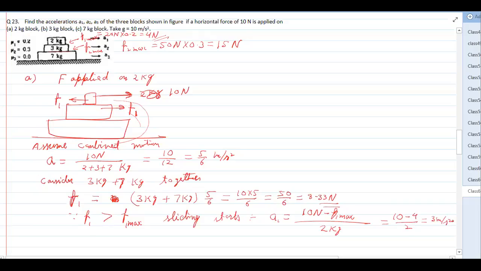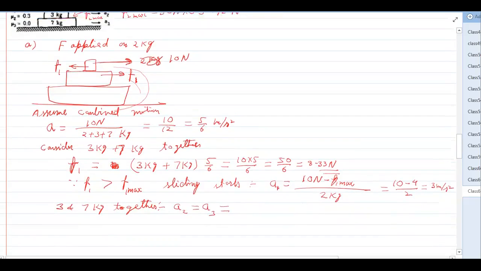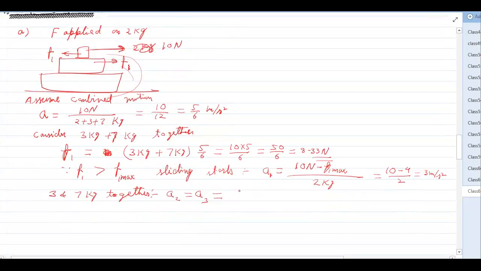Okay, this is one thing. Now second, for the lower objects, how much will the acceleration be? Consider 3 and 7 kg together. Then A2 equals A3, and this is A1. Since the friction force is 4 Newton only, 4 Newton divided by the total mass, 3 plus 7 kg, that is 4 by 10 meter per second square.